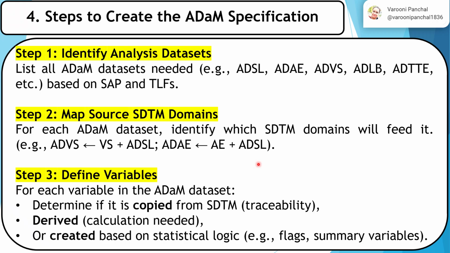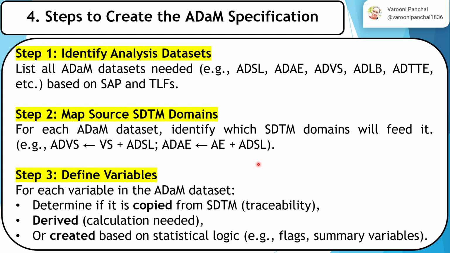Only those that might be required for doing the analysis purpose. The derived calculation needed. Now there will be certain variables in ADaM datasets that you might need to derive. So calculation is needed. So you need to read the SAP and you need to also go through the mock shells to identify where all the calculation is needed and that formula whether it is presented in the SAP.